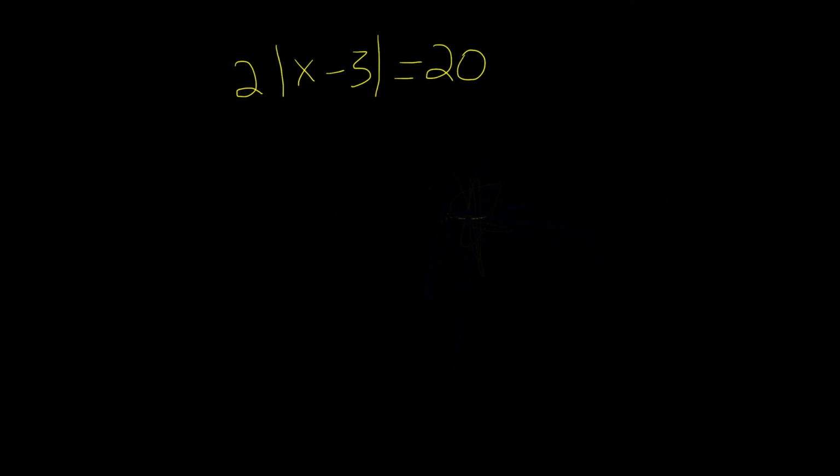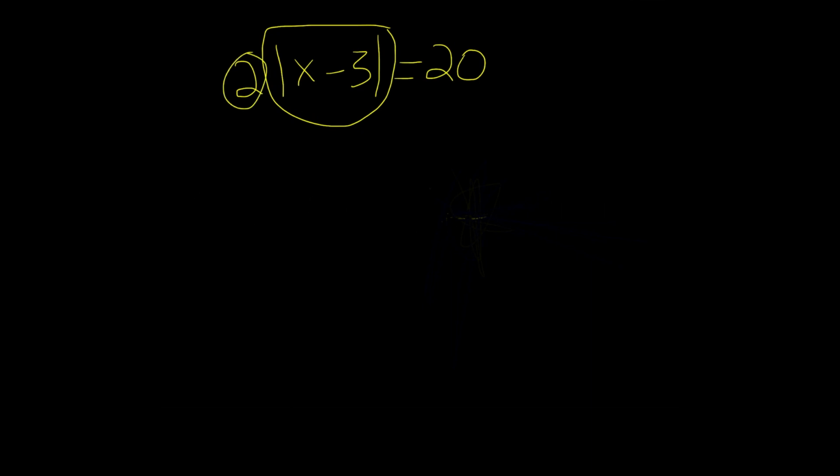In today's video, I'm going to be teaching you guys how to solve absolute value equations. So right here we have our equation: 2 times the absolute value of x minus 3 is equal to 20. When we're solving absolute value equations, what we want to do is isolate our absolute value expression. So we want to isolate this.